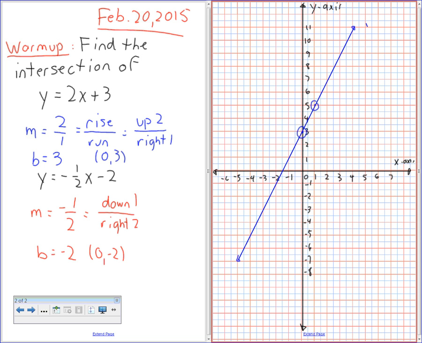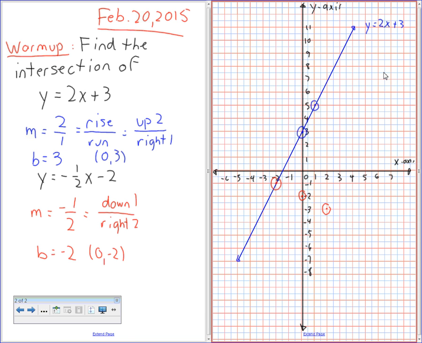That's y equals 2x plus 3. Okay, then I'll start at 0 and negative 2, and it's going to go with my first point, down 1, right 2. So I'm going to draw with my ruler here, and actually this will work out nicely. The intersection is going to be at negative 2 and negative 1.